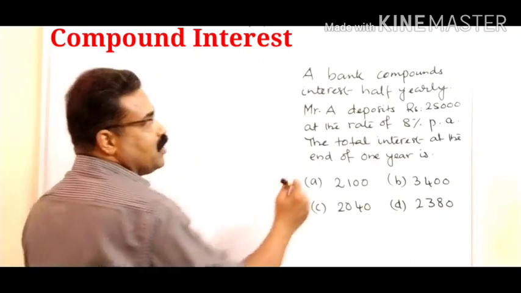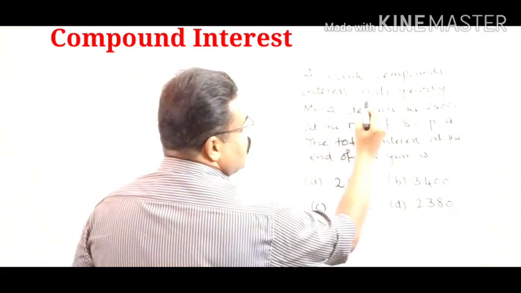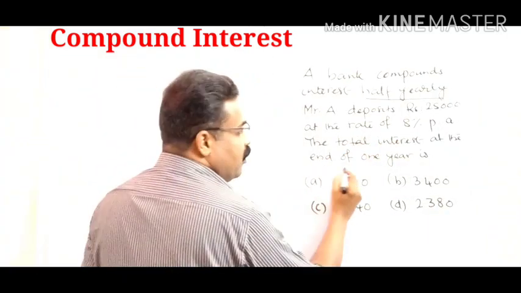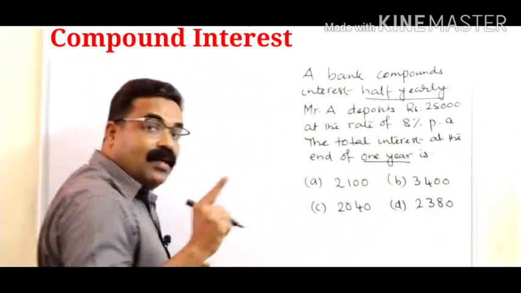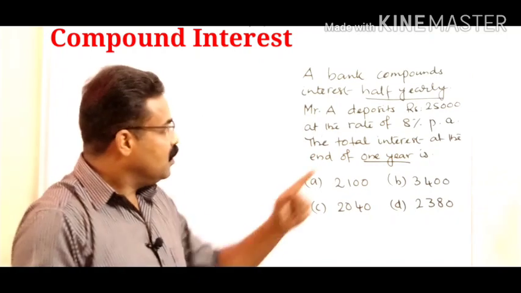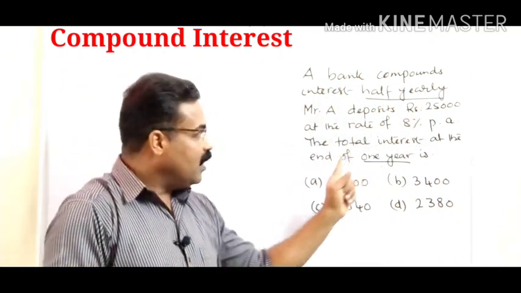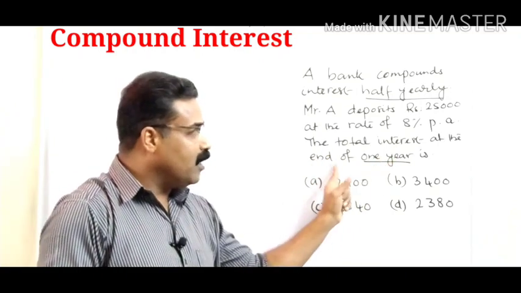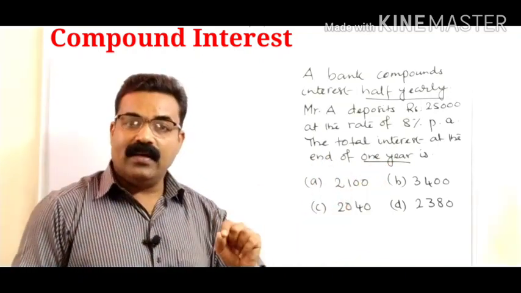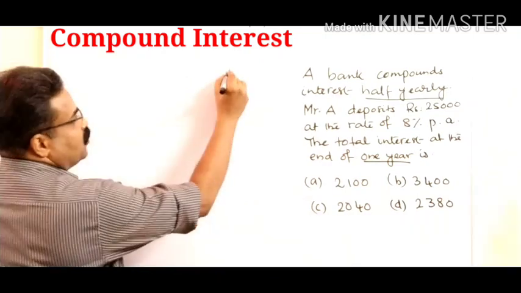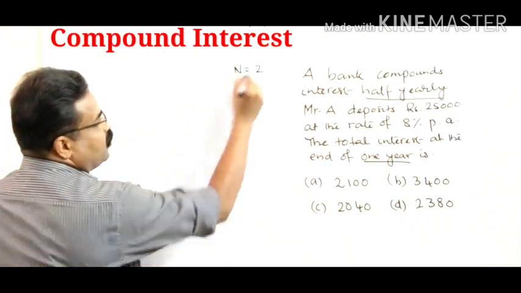So here also you have to see the bank compounds interest half yearly and we are calculating the total interest at the end of 1 year. In 1 year, how many half years are there? 2 half years. So we got n is equal to 2.